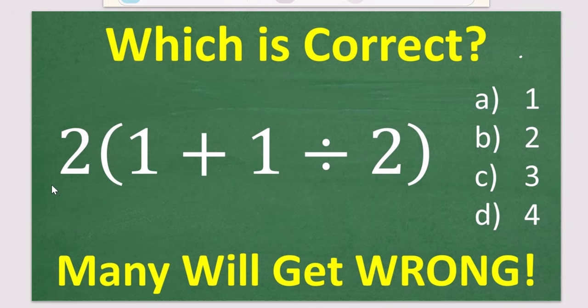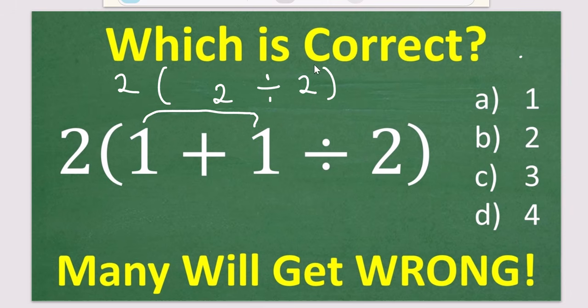Looking at this, there are several ways in which people might go about solving this problem. The first one is adding 1 plus 1 together to give 2. So here we have 2 into parentheses, 2 divided by 2. And then solving what you have in the parentheses, which is 2 divided by 2, is going to be 1. And this gives 2. So you can decide to choose option B first.